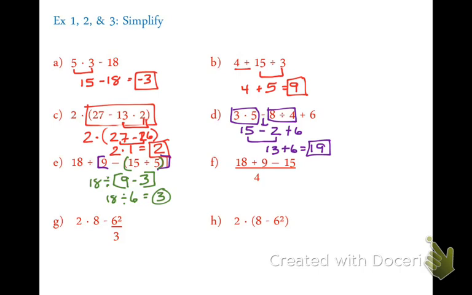F. This one's a little different. When you have a whole fraction, a whole set of long numbers over a number, that number is going to divide last. So you pretend like the top part is its own little set of parentheses. So you're going to do 18 plus 9 minus 15 first. And that would be 18 plus 9, which would be 27, minus 15. And that would be 12. And then you take this number, 12, and divide it by that 4, which would be 3. Remember, you have to show all your work for this homework assignment.